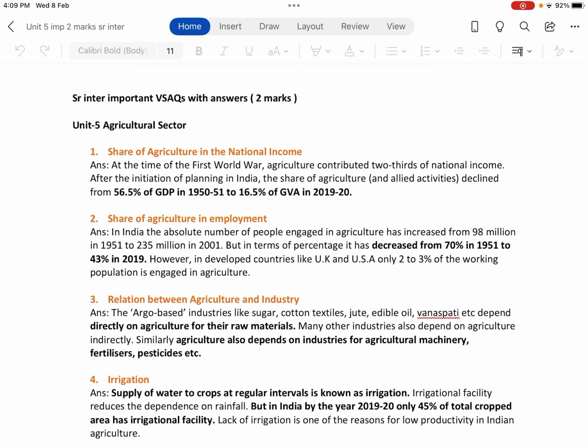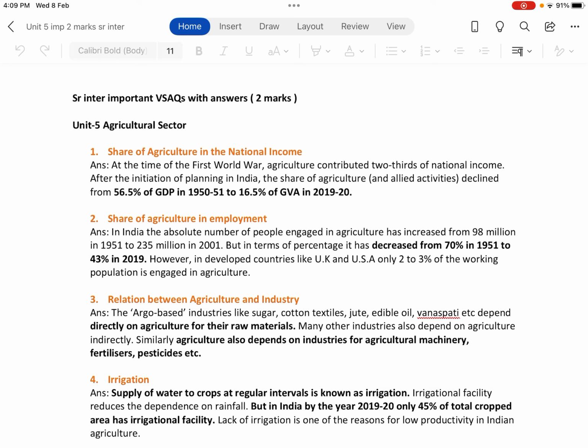Then the second question, share of agriculture in employment. In India, the absolute number of people engaged in agriculture has increased from 98 million in 1951 to 235 million in 2001, but in terms of percentage, it has decreased from 70% in 1951 to 43% in 2019. However, in developed countries like UK and USA, only 2 to 3% of the working population is engaged in agriculture.